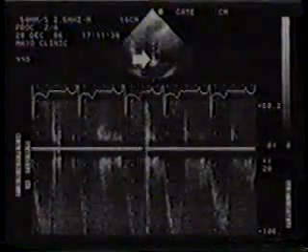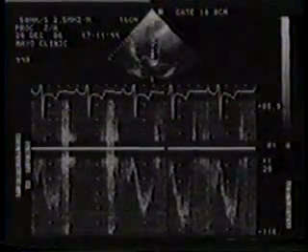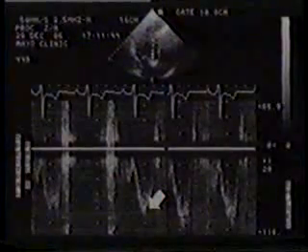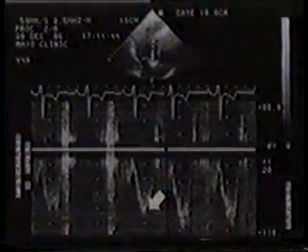We will now move the sample volume back slightly from the aortic valve. The slight motion of the sample volume away from the valve has resulted in a large decrease in velocity from 1.1 meters per second back to 0.8 meters per second. From this, we know that 0.8 meters per second is the LVOT velocity that we should use in the valve area calculation.